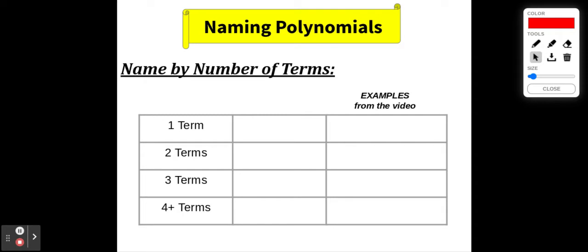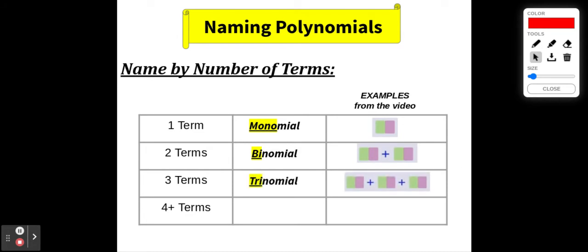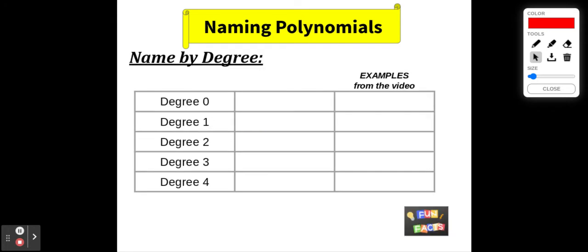Okay, let's focus on naming polynomials. One of the ways in which we name polynomials is by the number of terms. If a polynomial only has one term, we call it a monomial. If it has two terms, we call it a binomial because the prefix bi means two. If it has three terms, it's a trinomial, because the prefix tri means three. And if it has four terms or more, we just call it a polynomial because the prefix poly means many.